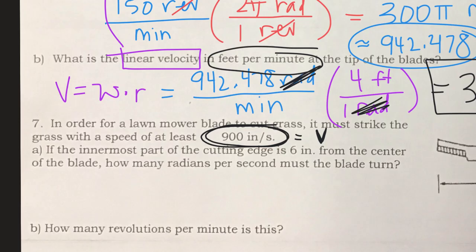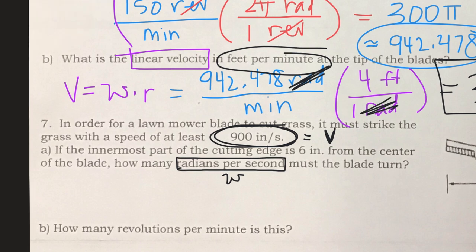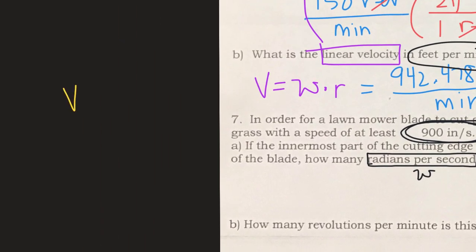Okay, I know usually we're given omega, but in this case we're given a linear velocity. Inches per second, miles per hour, feet per minute, those are all linear speeds. Okay, and how many radians per second? So it wants us to find omega, right? This is an angular velocity question. Angular velocity. So if linear velocity equals angular times radius, what does omega equal?